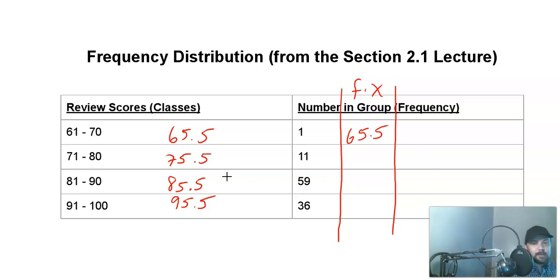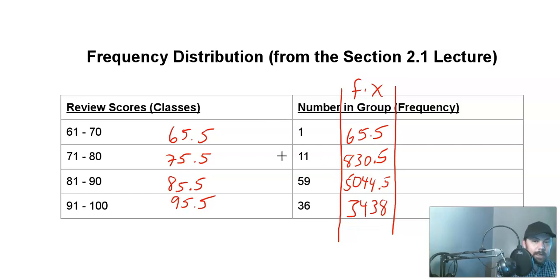I guess I will have to use a calculator now because these numbers are going to get a little bit out of control. 75.5 times 11 gives me 830.5. We'll have 85.5 times 59, which would be 5,044.5. And then we'll have 95.5 times 36, which is going to be 3,438.